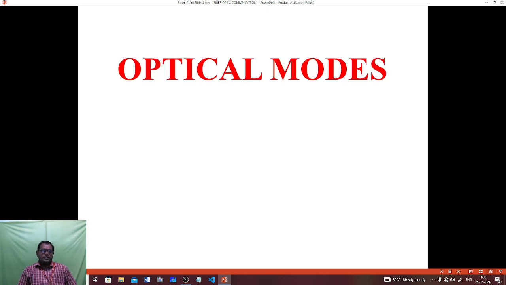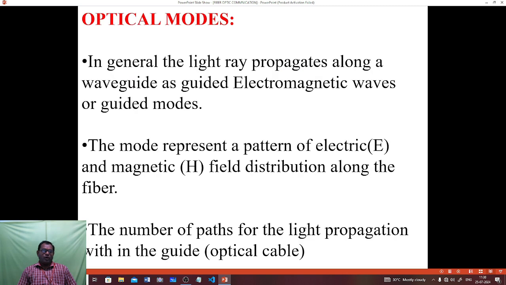So next we are going to discuss optical modes. In general, the light rays propagate along the waveguides as guided electromagnetic waves or guided modes. The mode represents a pattern of electric and magnetic field distribution along the fiber. It is the number of paths for light propagation in the guided optical cable. Depending on the transmitter and receiving port, the optical mode can vary. So it may be a single mode or multi-mode optical fiber.